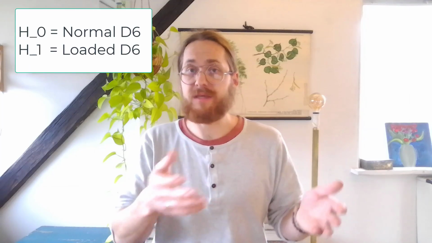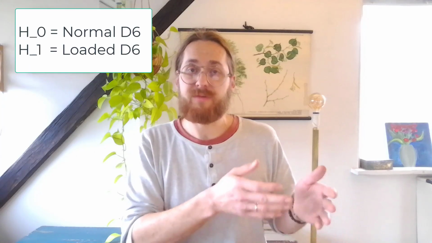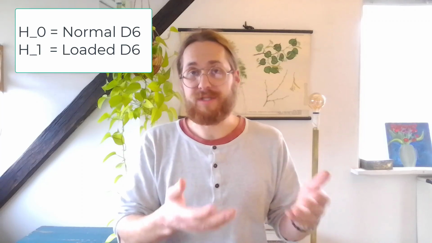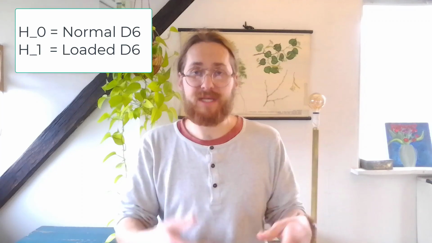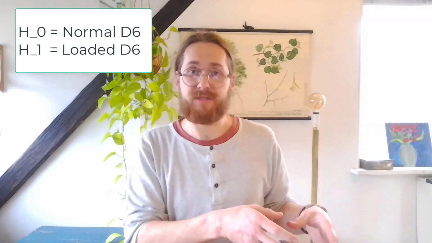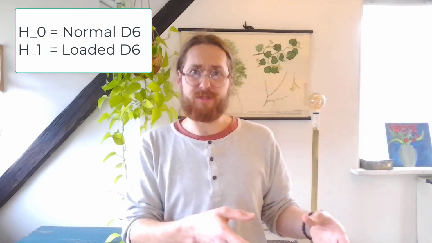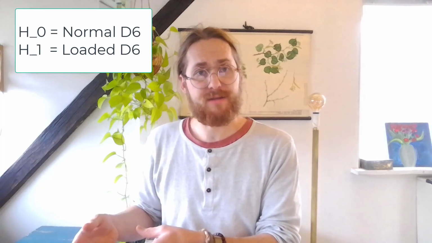So for example, let's say we have a die and we want to see whether this is a loaded die. The null hypothesis would be this is a normal die. And we then keep testing until we can reject the null hypothesis and prove, hey, it's not a normal die, it's a loaded die.